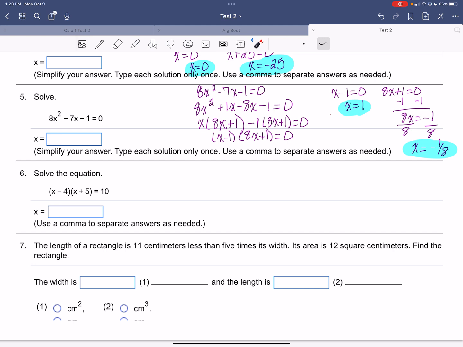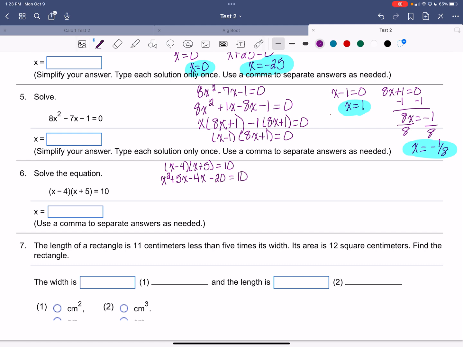I have to FOIL this. So I'm going to have x minus 4 times x plus 5 equals 10, and I'm going to FOIL the left-hand side. So I have x times x is x squared. X times 5 is 5x. Negative 4 times x is negative 4x. Negative 4 times 5 is negative 20.